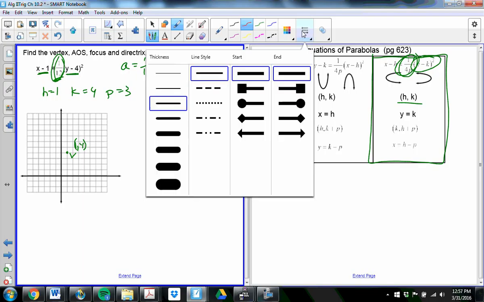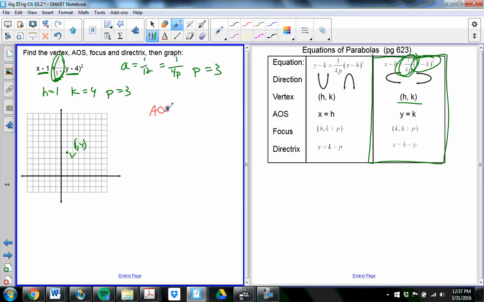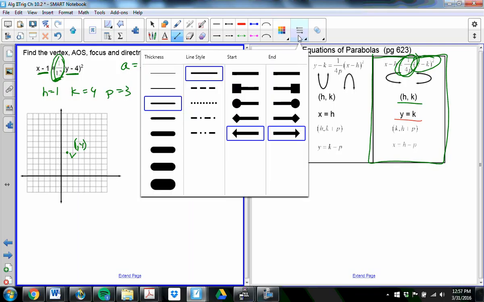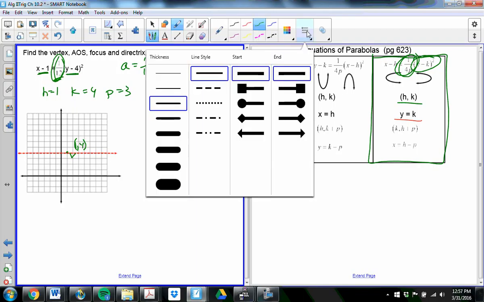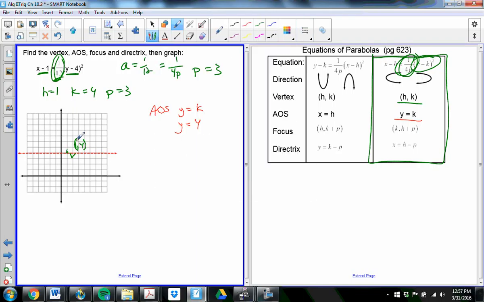We can also find the AOS. We know the line of symmetry is going to be at y equals k, which in this case is y equals 4, because the k value is 4. So there's a line of symmetry at y equals 4, which is here. That's the line that my parabola is going to be symmetric around. And since the a value is positive, I actually know this parabola is pointing to the right, so it'll look something like this. I'm just not sure exactly how it looks yet, so we have to find where those points are. So we've done this one and this one.